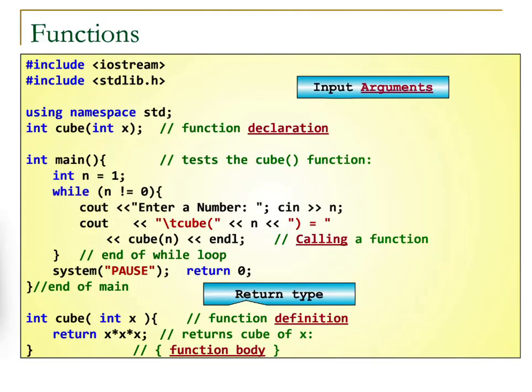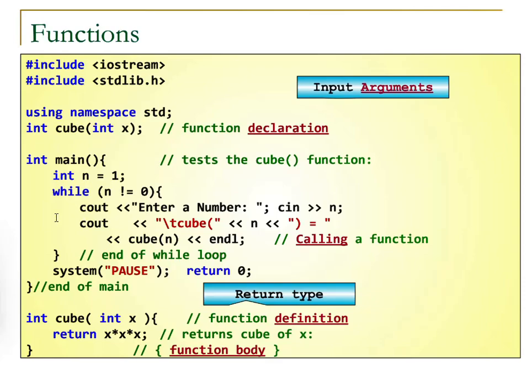Here's an example of a function to calculate the cube of a number that is entered by the user. So here you can see this is the main function, and this is the first function that is being declared. This function is cube, and this is used in the main function. Here you can see the cube n function is used in the while loop.